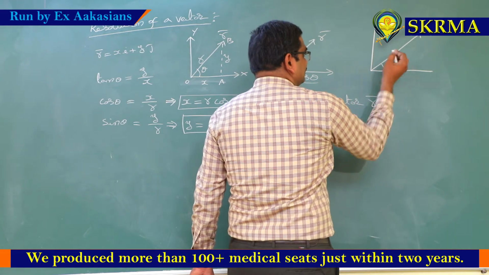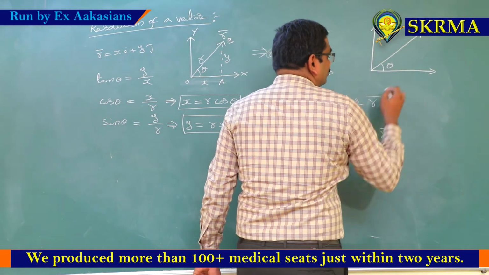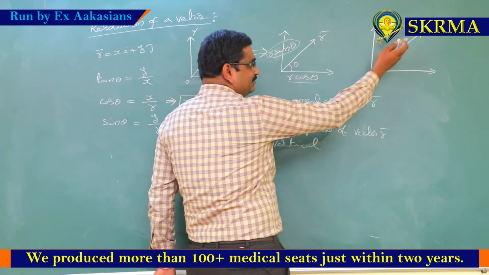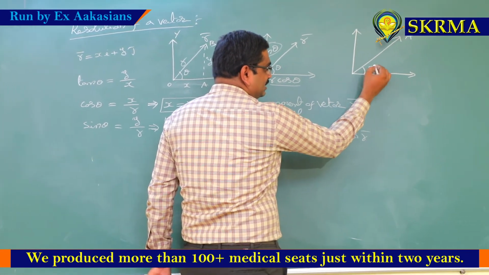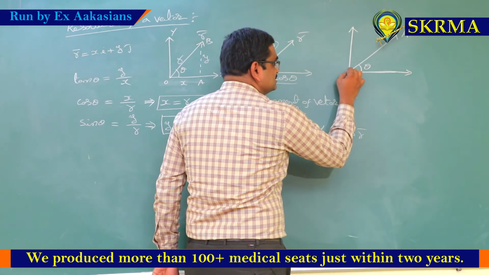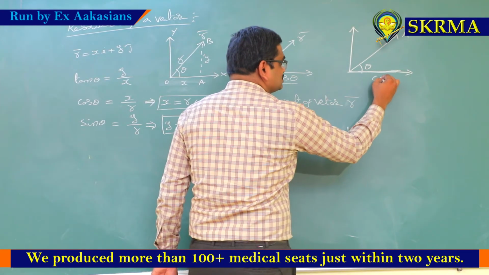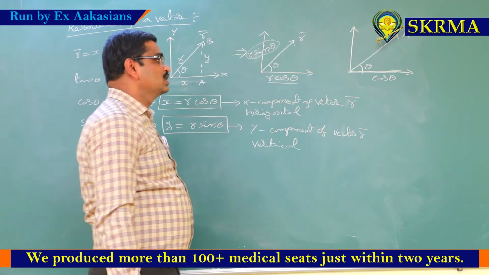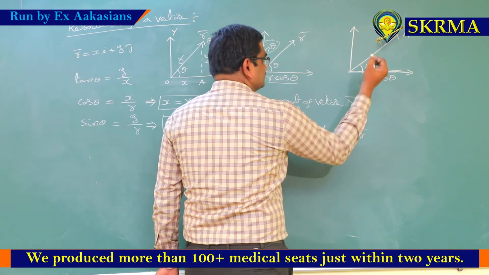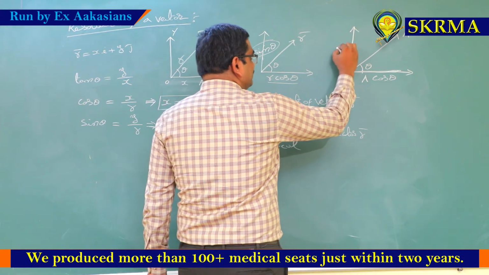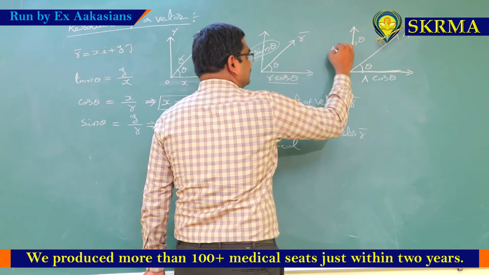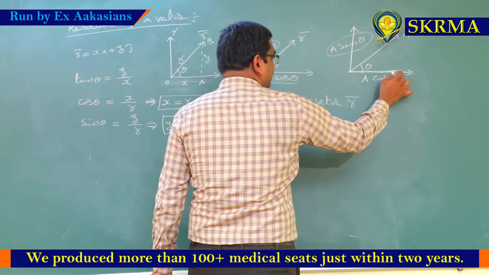Here is the angle. Now what is the x component of this vector? So this is theta. The adjacent side of theta is this one, and the adjacent side of theta is always the cos theta term. So write it as A cos theta. The remaining side will be the sin term, so write it as A sin theta. Like this we can write easily.